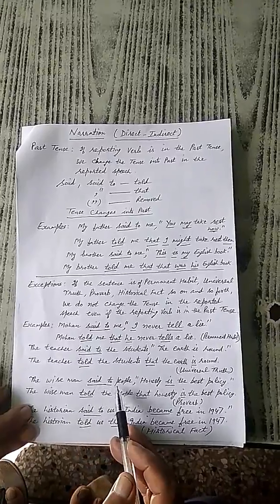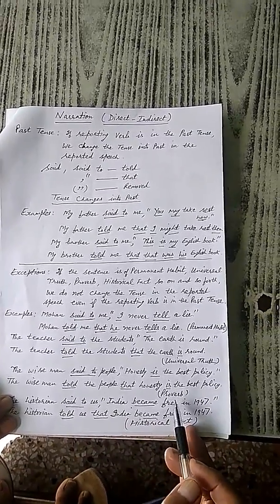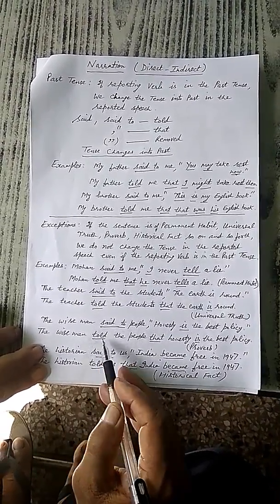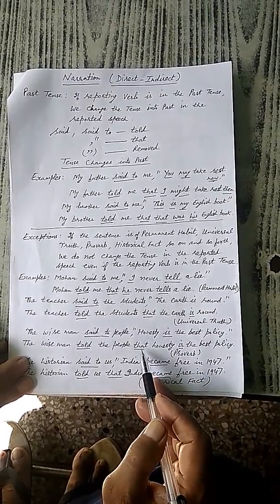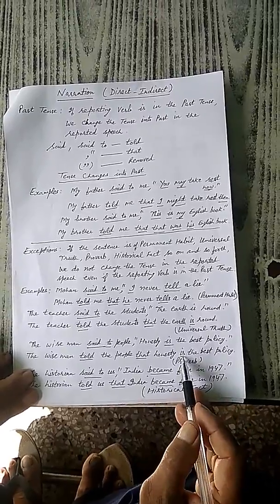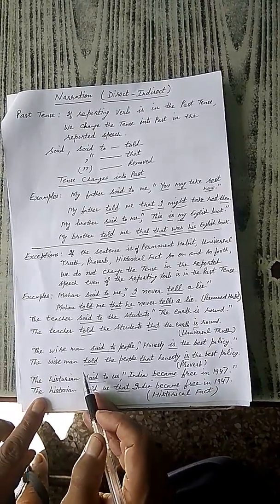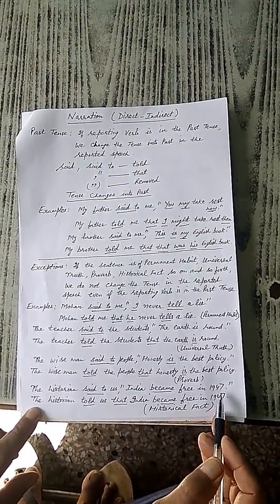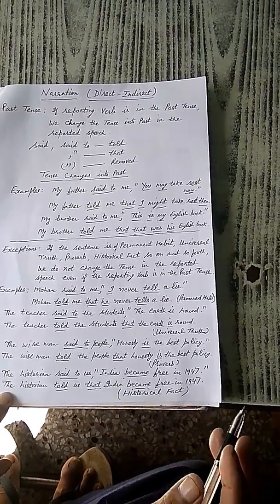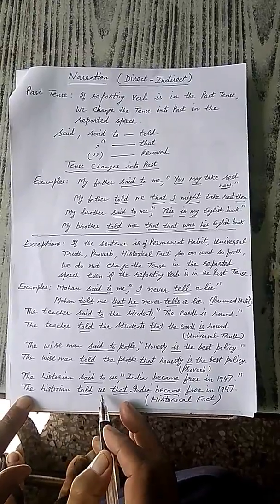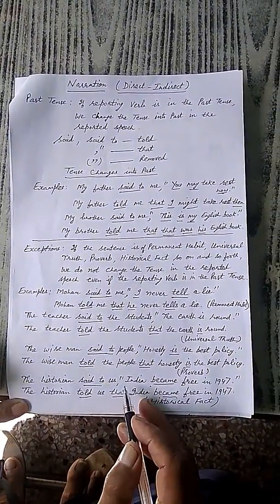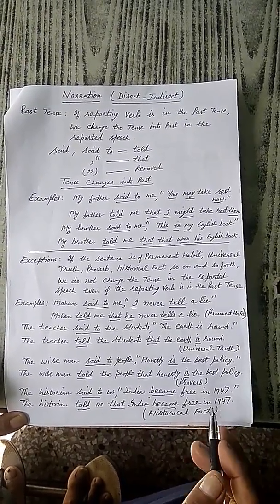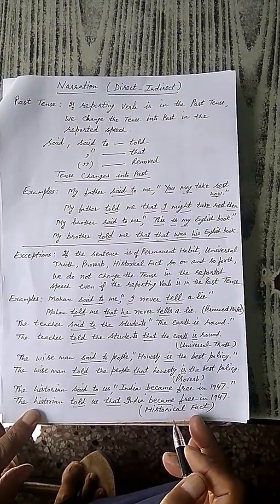The wise man said to people, honesty is the best policy. It's a proverb. In place of said to, told. The wise man told the people. After removing the commas, we use that. Honesty is the best policy. Verb will not change. The wise man told the people that honesty is the best policy. The historian said to us, India became free in 1947. It is a sentence of historical fact. The historian told us, in place of said to, told. After removing the commas, that India became free in 1947. Tense will not change because it is a sentence of historical fact.